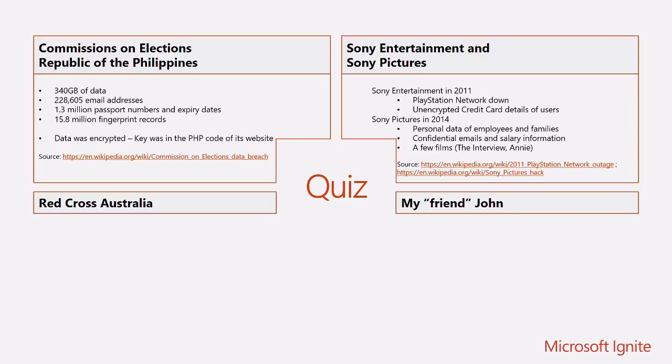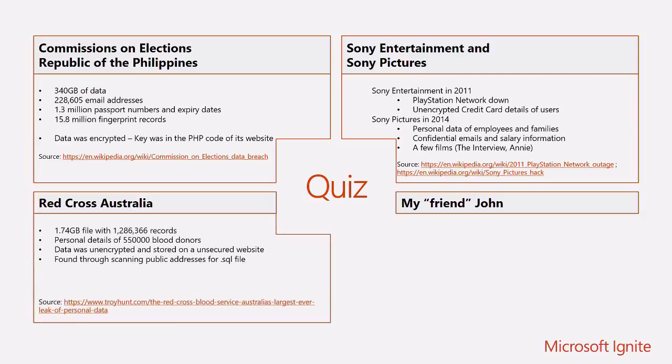Who knows about Red Cross Australia? What happened with Red Cross Australia? Troy Hunt did a couple of good blog posts about that. Somebody scanned all the public IP addresses out there, looking for .SQL files or SQL database backups. He found a few, and when he found one, he downloaded and extracted it, and it wasn't encrypted. So he had all the data, which turned out to be the donations data from Red Cross, from the blood donors. Red Cross confirmed that besides him finding the data, it wasn't really compromised or used for anything bad so far, but who knows.